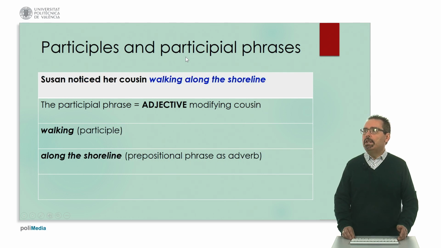Another example. Susan noticed her cousin walking along the shoreline. The phrase in this case is an adjective modifying cousin. Walking is the participle and along the shoreline is a prepositional phrase acting as an adverb.